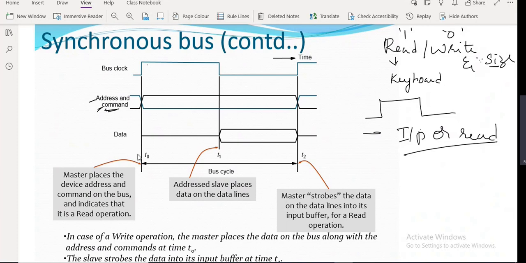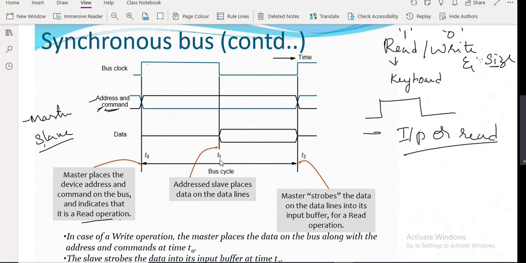You can observe here at time t0, master. There are two terms you need to understand: master and slave. Whichever device requests some data transmission, we call it the master device. Whichever device responds to the request, we call it the slave. Now at time t0, the master places the device address and command on the bus, and through the command information indicates it is a read operation.